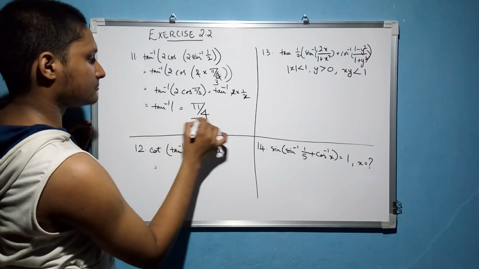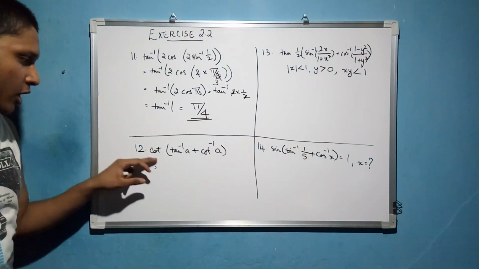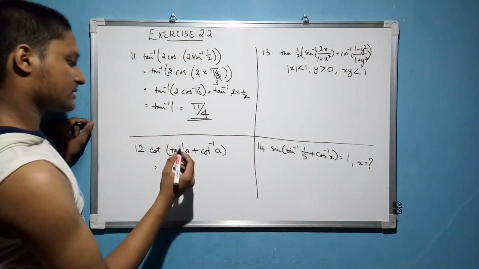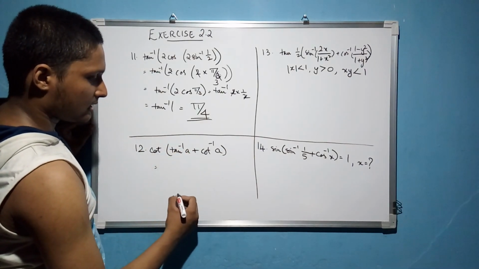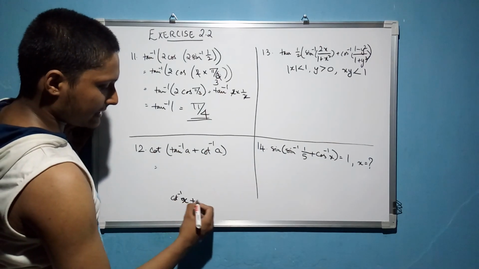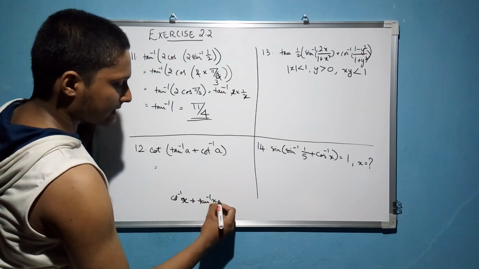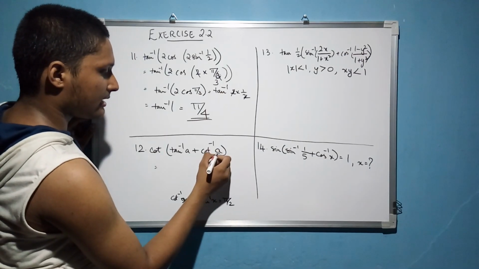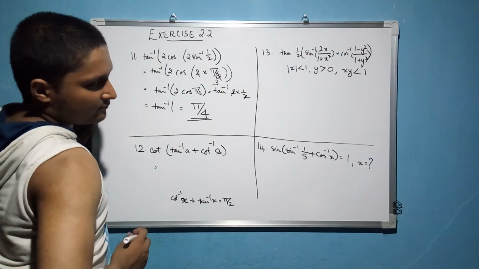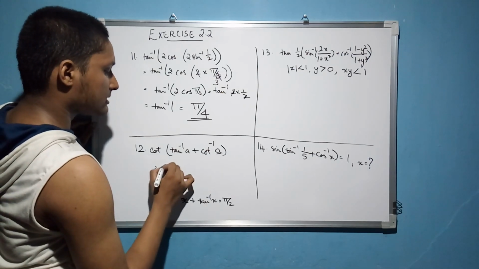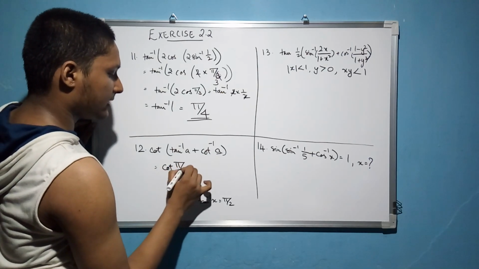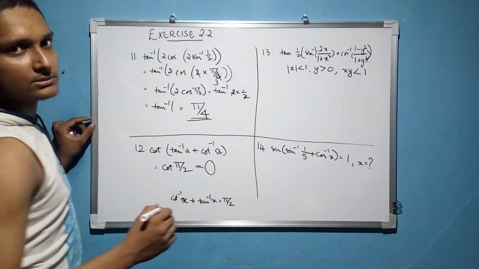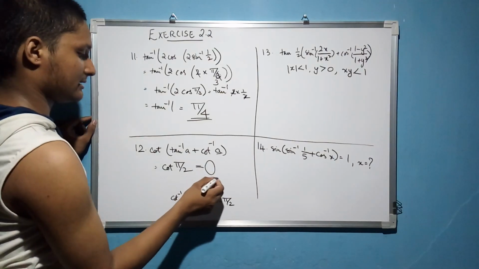Okay. Now you have the 12th question, cot of tan inverse a plus cot inverse a. Just by our basics we know that cot inverse x plus tan inverse x is equal to pi by 2. Here a is some positive number only we can consider. So this is going to be cot pi by 2. Cot pi by 2 is 0. Okay, that is the thing.